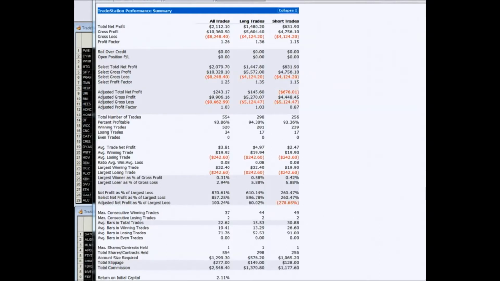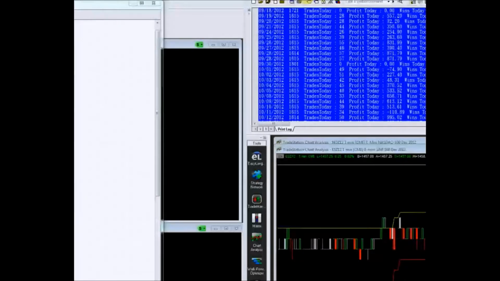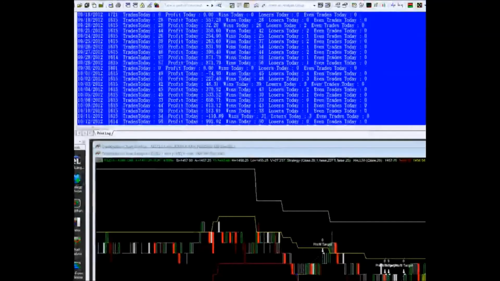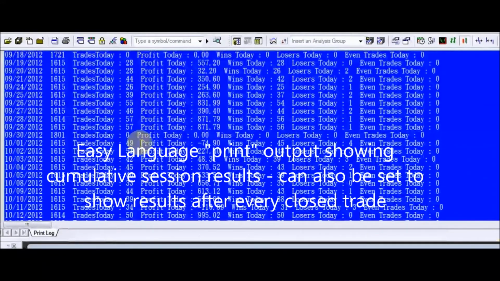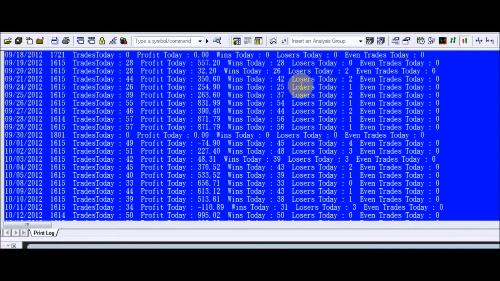But I will tell you this: there's a way to actually print out what you actually did, and I'm going to drag you over there, and you can see it. And I'll show you the code on this too. I have this set right now to tell me at the end of every session, which is at 4:15, what happened that day. And the first date it reportedly traded was the 19th. And you can see it had so many wins and so many losses and so many even trades.